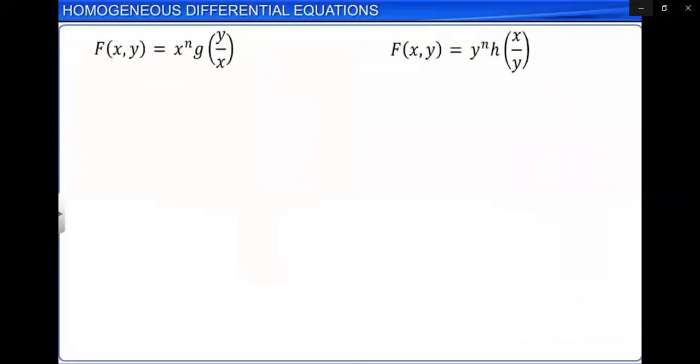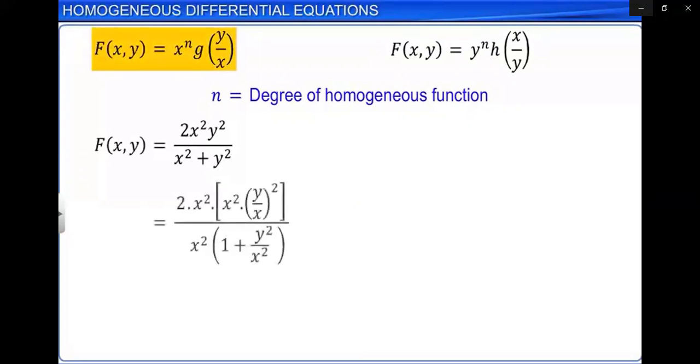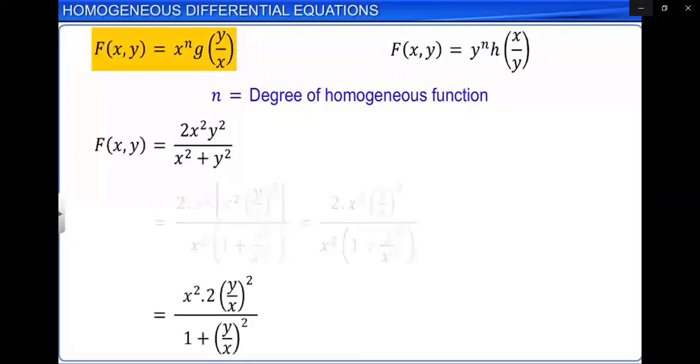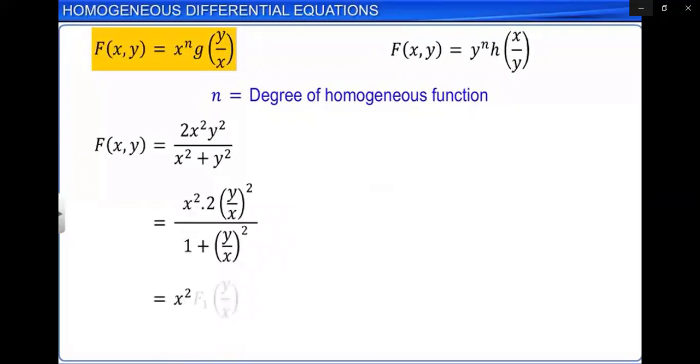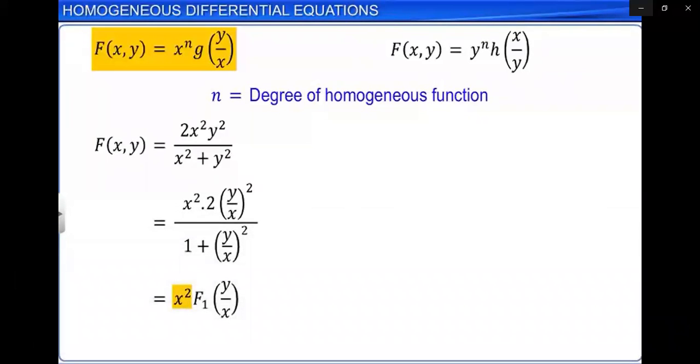Any homogeneous function can be expressed as shown on your screens, where n is the degree of the homogeneous function. For example, let us consider the first function. We can represent this function as shown over here, and we can further simplify this and write it like this. So this is the homogeneous function, which has degree 2.